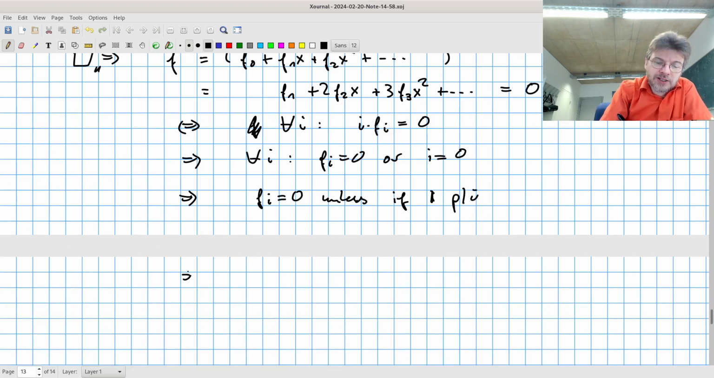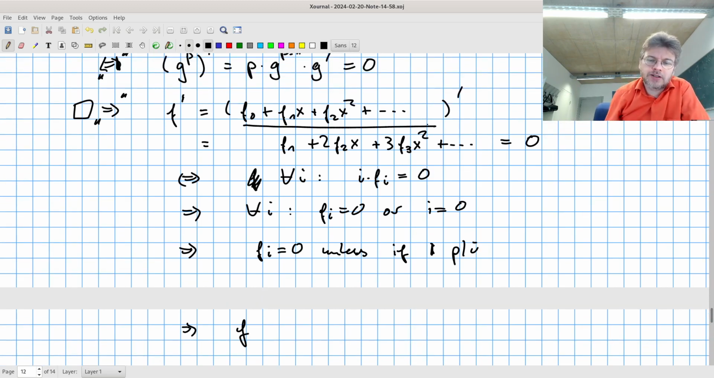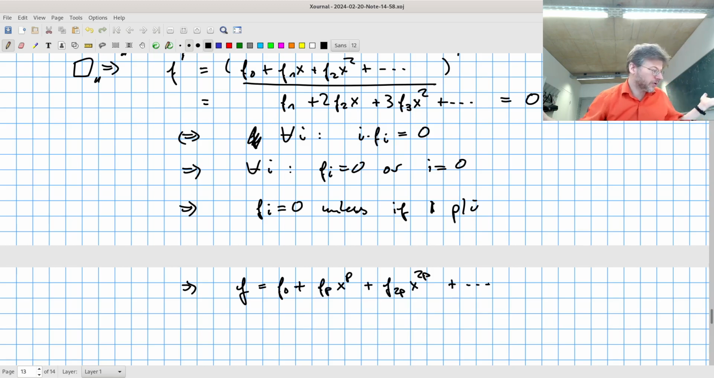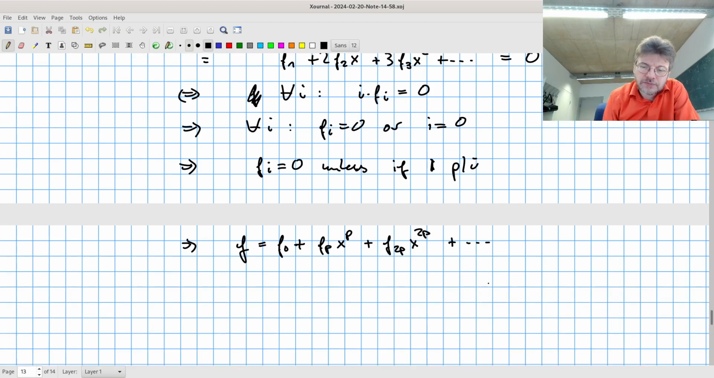So this means that the f was not as general as I expected here. It has really the following form: f0 plus fp x to the p plus f2p x to the 2p plus and so on, up to a certain finite length. Oh, but this means it's a certain polynomial g substituted with x replaced by x to the p.